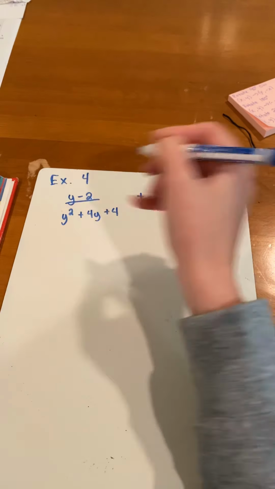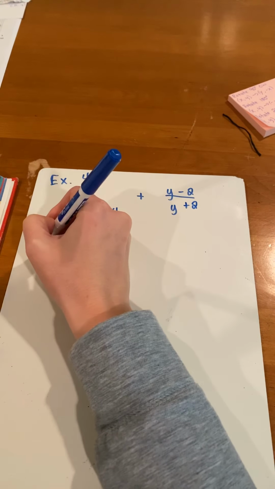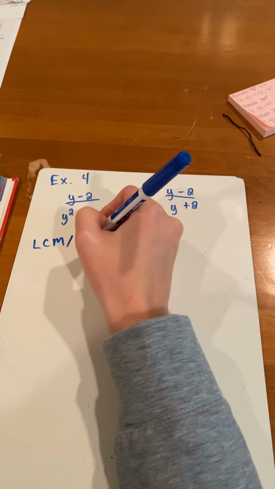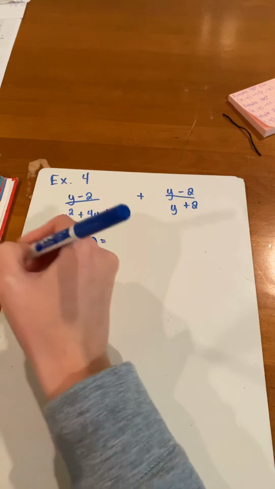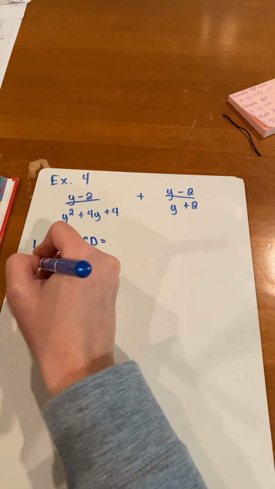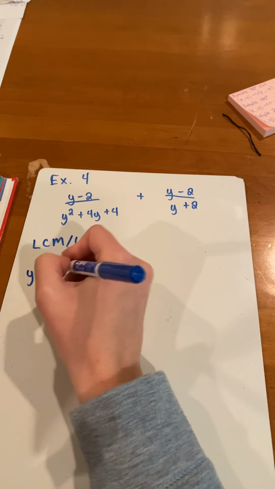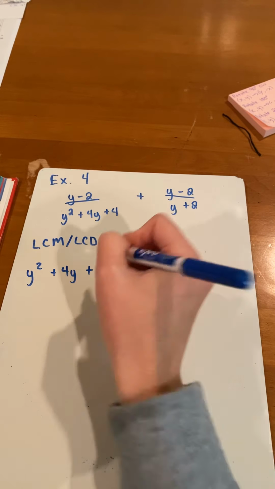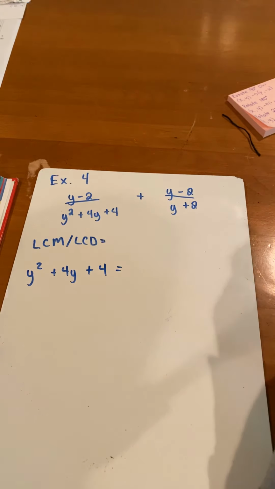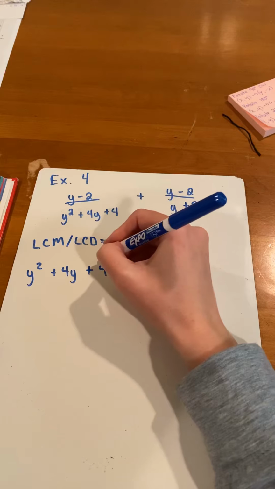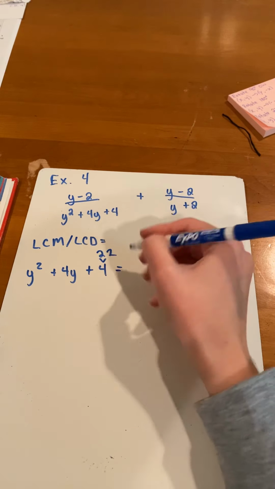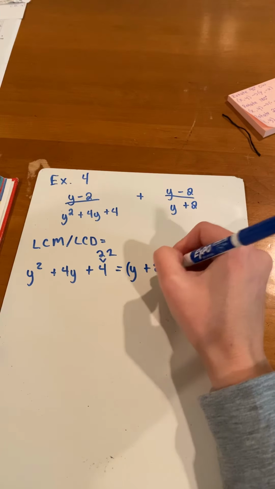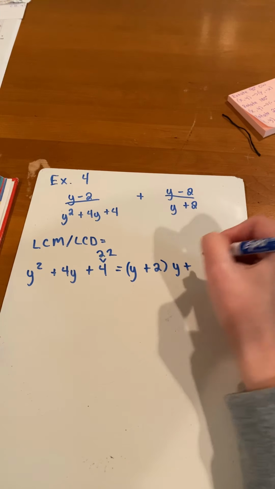So step 1 is always going to be to factor when it comes to finding your least common multiple, least common denominator. They're the same thing. So if I have the expression y squared plus 4y plus 4, what are my factors of 4 that sum to 4? Easy, 2 and 2. So I have y plus 2, y plus 2.